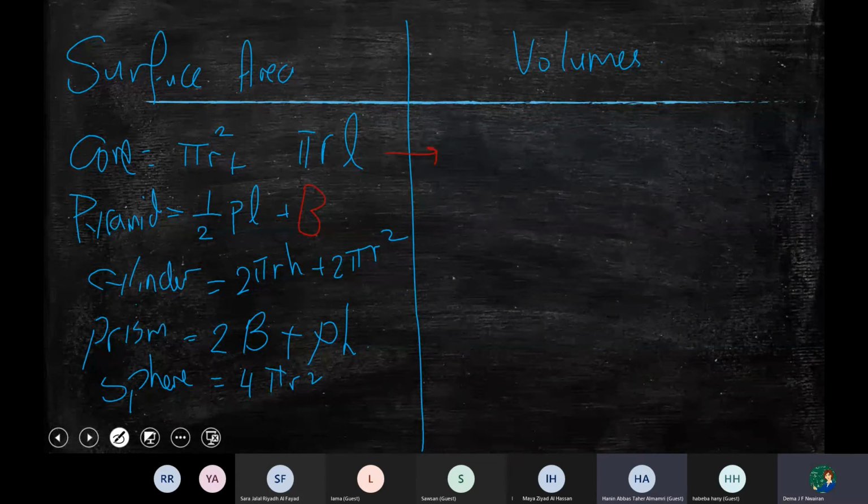Okay, now let's compare each one here. The volume of the cone now is what? 1/3 pi r squared h.